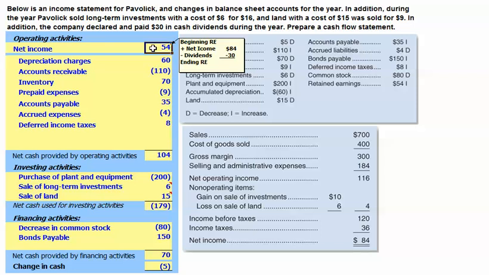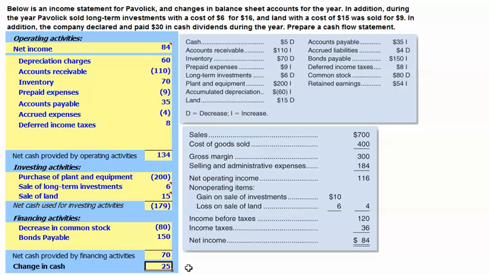Let's go ahead and adjust our operating cash flows to reflect the true net income. So instead of $54, let's put in $84. So in other words, let's increase our operating cash flows by 30. Notice, not surprisingly, our cash flow statement no longer balances in terms of the change in cash doesn't equal the change on our balance sheet.